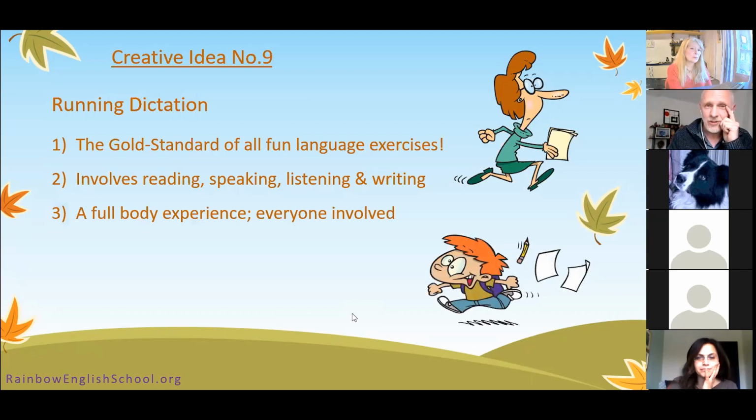You have to be careful organizing the classroom properly. If you've got a huge classroom, you might have to be inventive. It's a full body experience. Everyone is involved because it's physical. It's like when you go for a walk and lots of ideas come to you. You've forgotten it's a language exercise. You've forgotten it's school because there's this physical aspect.